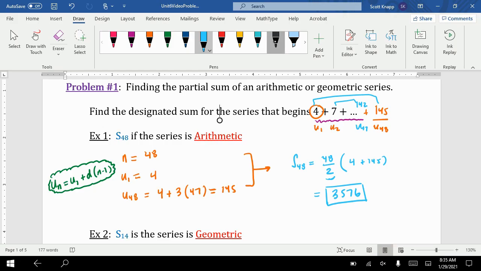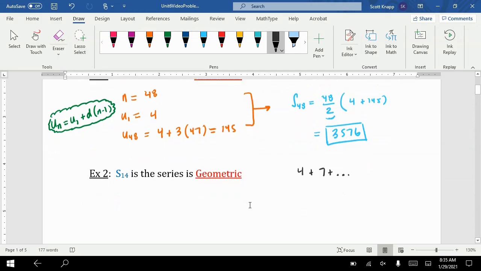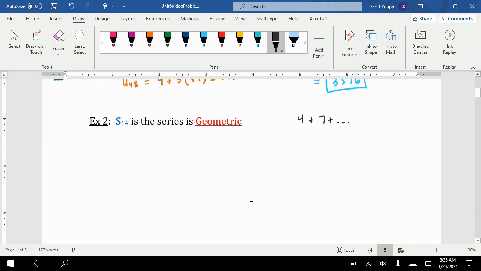Now, what if we're geometric? Let me come down here and rewrite the series so I don't have to keep scrolling. This time, we're not finding the sum of 48 terms. That would actually be a really, really large number if you think about it. We're finding the sum of just 14 terms. So again, I like to take inventory of the things that I need to put into that formula. For the geometric series formula, I need a first term, I need a common ratio, and I need to know the number of terms. Those are the things that go into that formula.